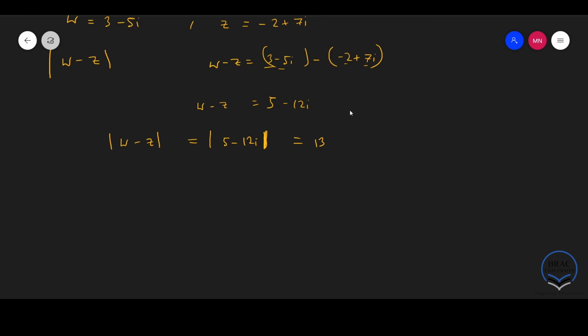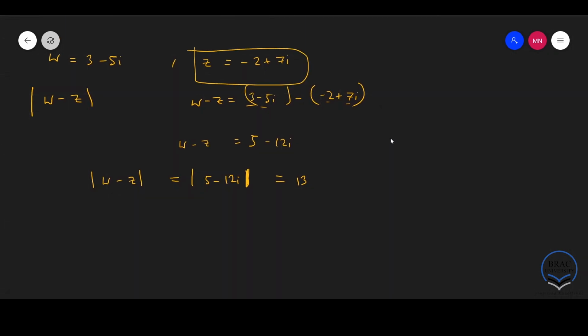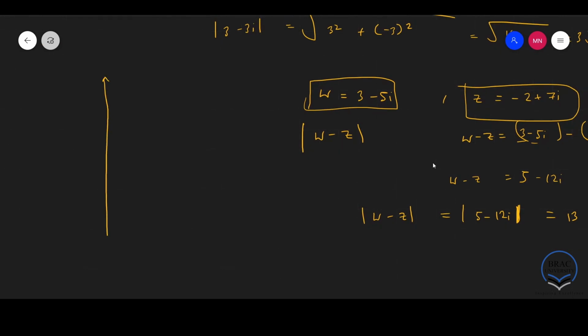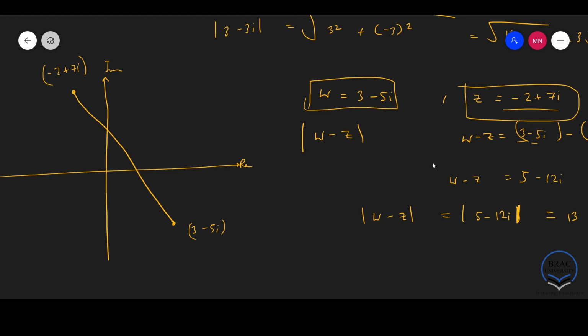So now, if we were to plot these complex numbers on a complex plane, so let's plot these numbers on a complex plane. Right, so starting off with w, we have 3 minus 5i, that should be somewhere here, and then we have minus 2 plus 7i, that should be somewhere here. Now, if we were to try and find the distance between these 2 points, what we can do is just construct a right triangle like this.